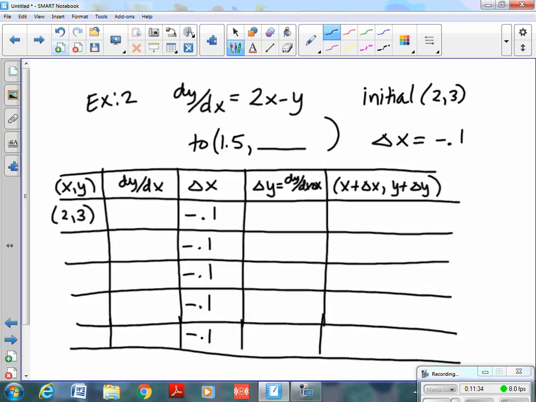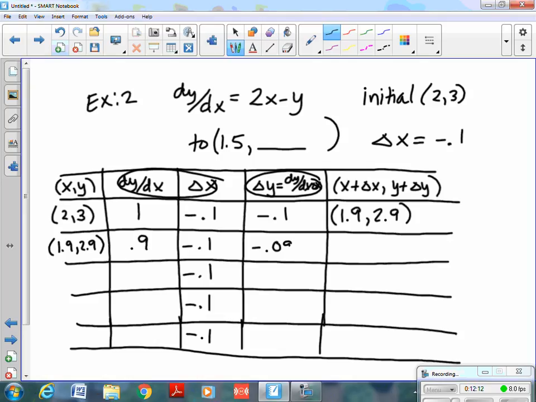Okay, how do we get the dy dx? You're going to substitute 2, 3 into the original, and you're going to get 1. To get this box right here, we multiply these two together, and that's how they get a negative 0.1. And then you're going to take the x, which is 2, and add it to the negative 0.1, which ends up being 1.9. You're going to go backwards. And then you take the y, which is 3, and add it to another negative 0.1, which is 2.9, which makes sense. Okay, now you put 1.9 and 2.9 in there, and you get 0.9. This is a negative 0.09. This is 1.8, 2.81.